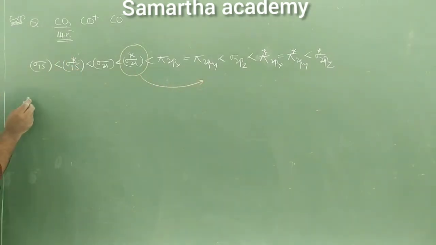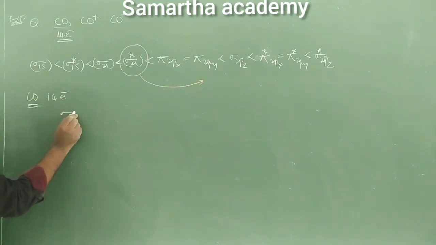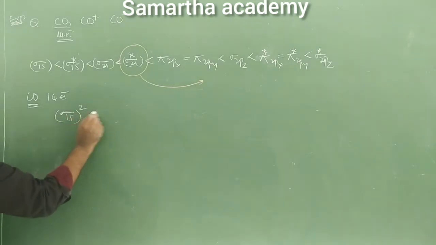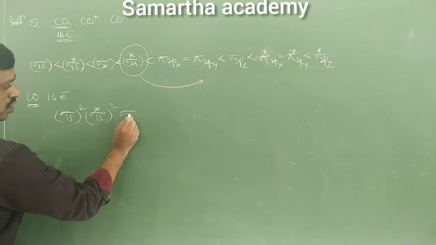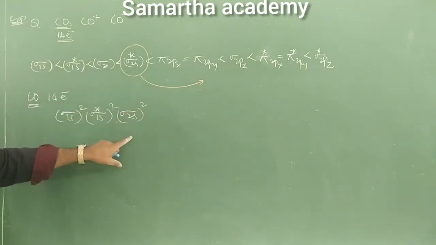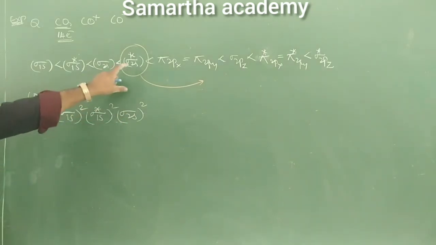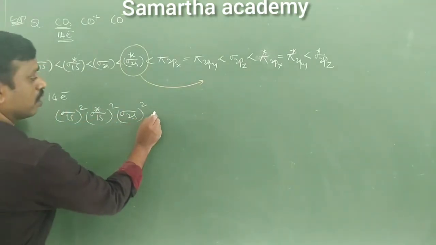Suppose you want to write 14 electrons, that is NCO, 14 electrons. You just fill 14 electrons: sigma 1s 2, sigma star 1s 2, then sigma 2s 2, right? Then sigma star 2s you should not write here. Sigma star 2s will be there at the end of this electronic configuration. The next is what comes?